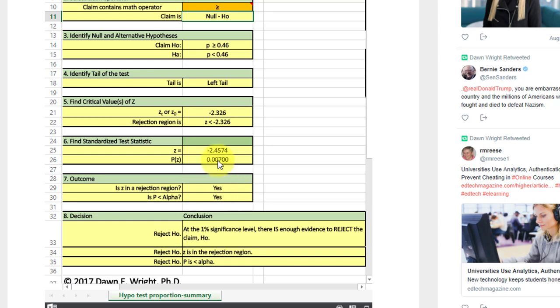P is calculated for you and is less than our alpha, which it tells you that as well. So down at the bottom, we get our decision, reject the null, and the conclusion: at the 1% significance level, there is enough evidence to reject the claim, which was the null. And again, we found that out up here. And I'm also telling you that at the bottom, we reject the null because Z is in the rejection region. We reject the null because P is less than alpha. So I hope this helps.